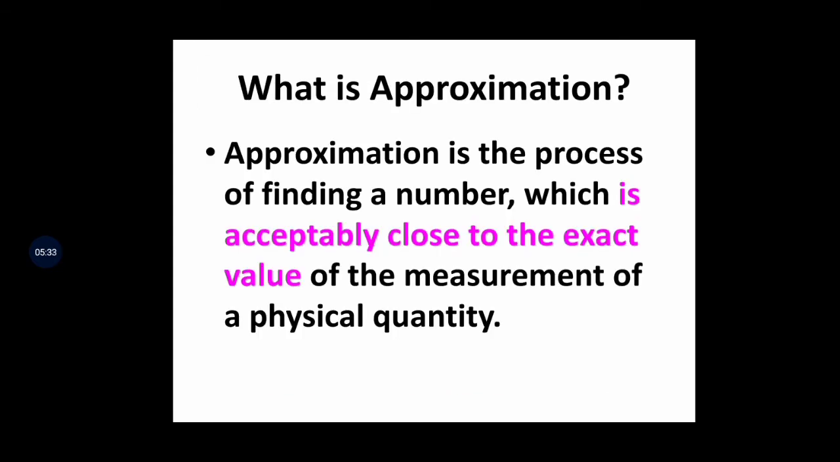So, what is approximation? It is a process of finding a number which is acceptably close to the exact value of the measurement of a physical quantity. So, approximation is the process of finding a number which is acceptably close to the exact value of the measurement of a physical quantity.